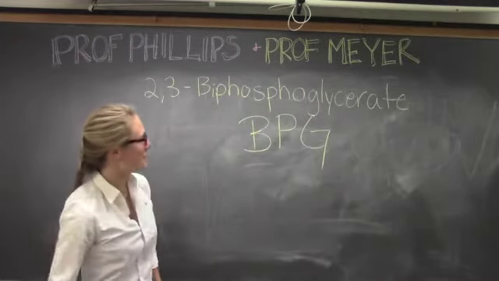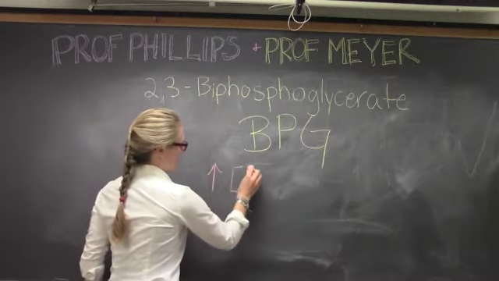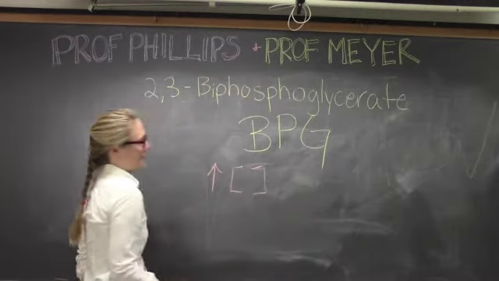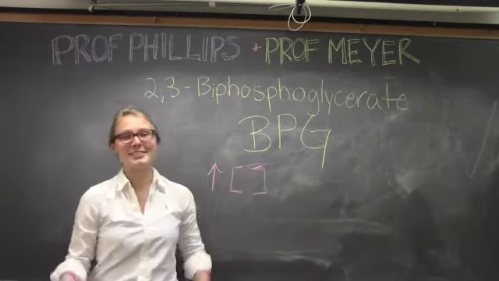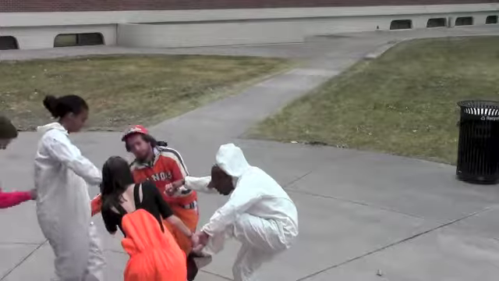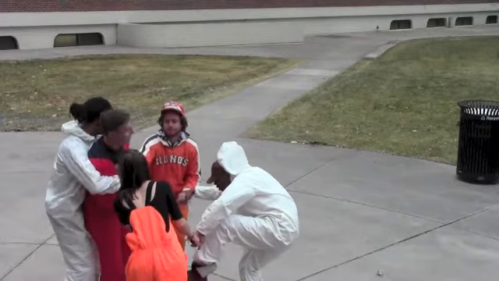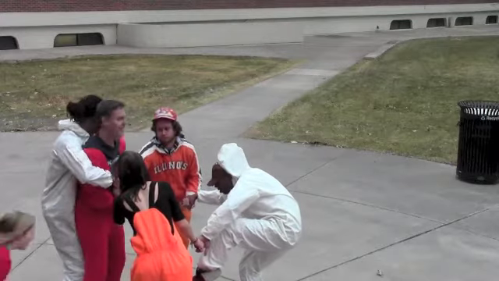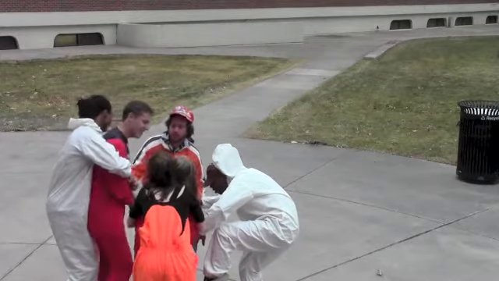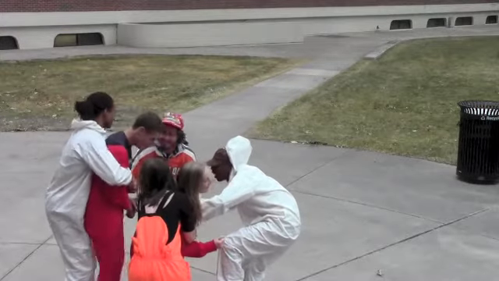So, what BPG does is it's in higher concentrations in smokers and in individuals living at high altitudes, like Colorado Spring natives Dr. Swift and Dr. Margolis. Negatively charged 2,3-BPG binds tightly to the positively charged central cavity, stabilizing the T state. This lowers hemoglobin's affinity for oxygen, letting us all breathe easier.